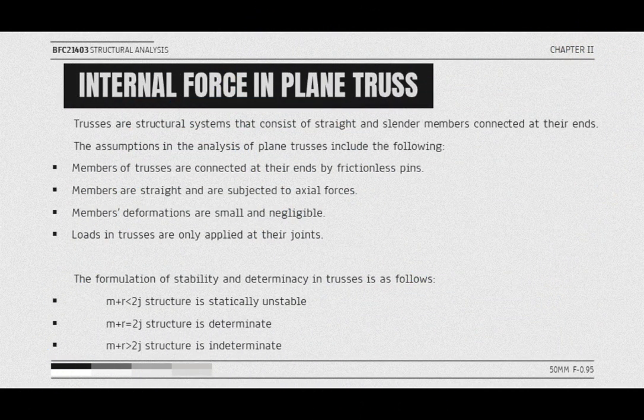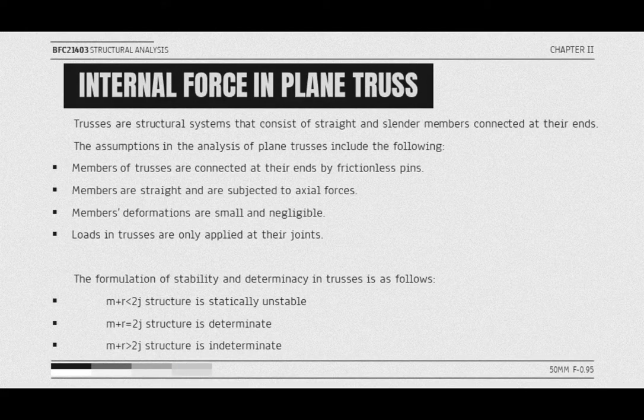Internal forces in plane trusses. Trusses are structural systems that consist of straight and slender members connected at their ends. The assumptions in the analysis of plane trusses include the following. The first is that members of trusses are connected at their ends by frictionless pins. The second is that members are straight and subjected to axial force. The third is that member deformations are small and negligible. The fourth is that loads in trusses are only applied at their joints.